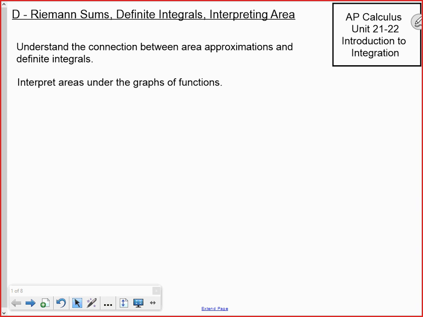Okay, we're looking at Riemann sums, definite integrals, and interpreting area. What we want to do here is understand the connection between these area approximations that we did in the last lesson and get us closer to doing actual integrals by making the connection between those approximations and definite integrals. And we'll also talk a little bit at the end about interpreting areas under the graphs of functions.